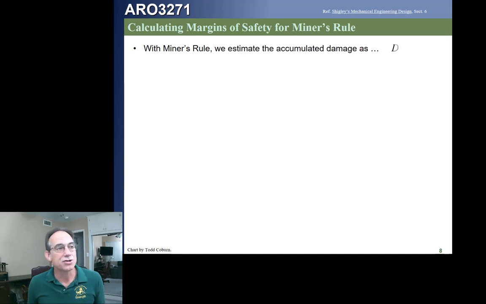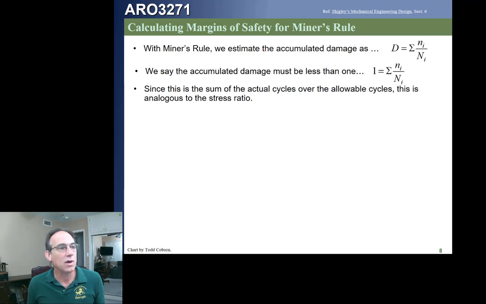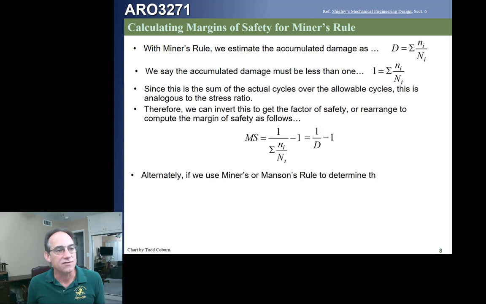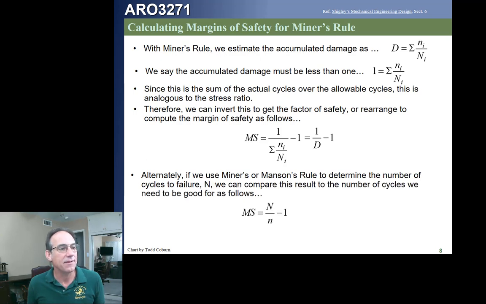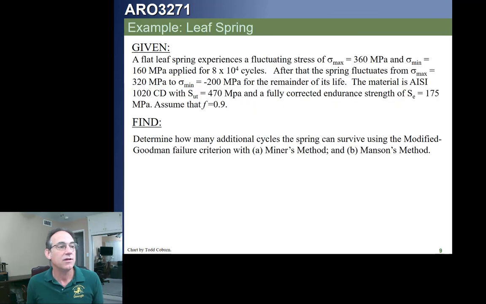So, with Miner's rule, we know that cumulative damage is given by this equation, and it has to be less than 1, and our margin of safety is written this way. We've talked about all this, okay? We can also write our margin of safety like shown below. It's the number of cycles allowed over the number of cycles needed minus 1. Those are how we evaluate fatigue.